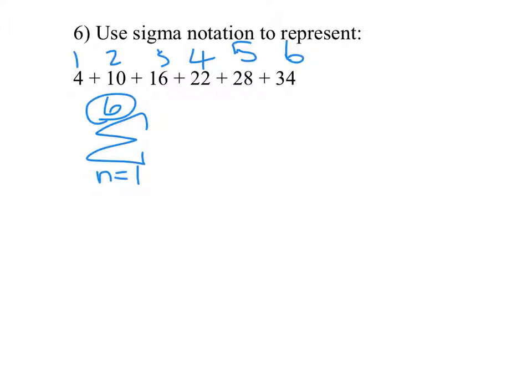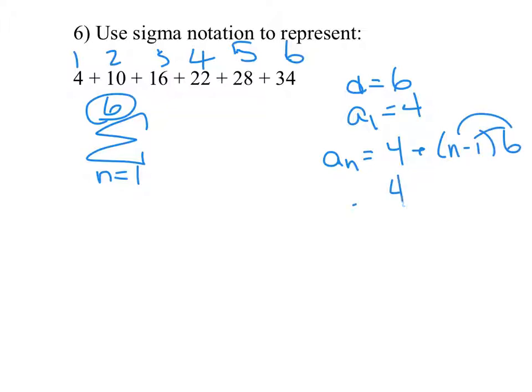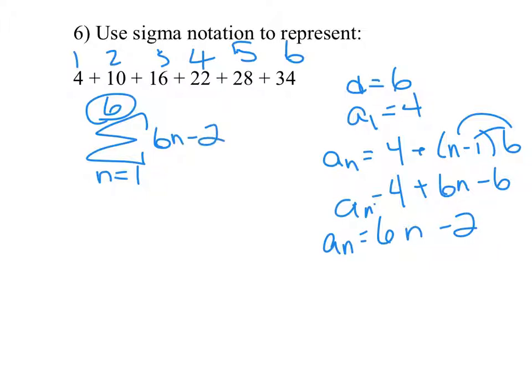So finding the explicit formula, well, this is arithmetic. It's going up by 6 every time. So since it's going up by 6, we know our A1 is 4 and the common difference is 6. Our explicit formula is first term plus n minus 1 times the common difference. So 4 plus 6n minus 6, so it's 6n minus 2. So we just put 6n minus 2 here, and that represents that. Pretty exciting.